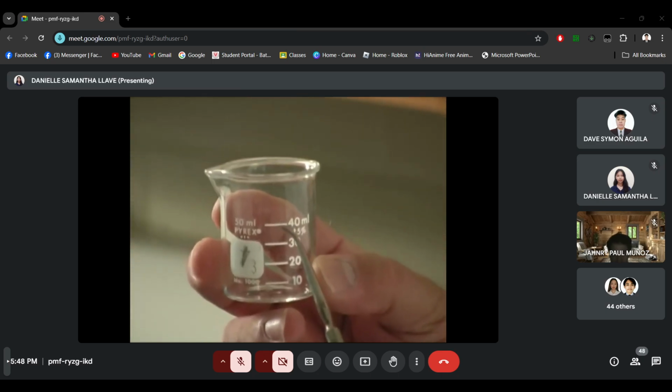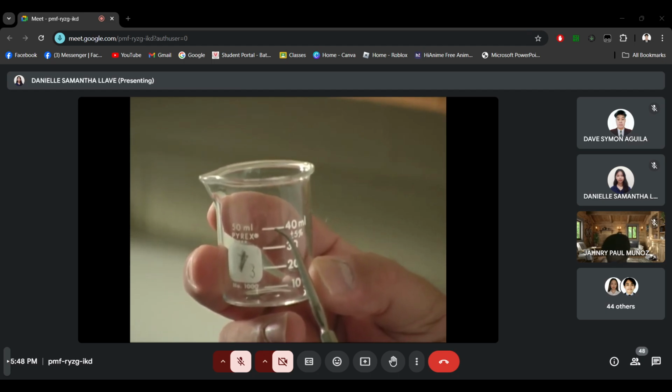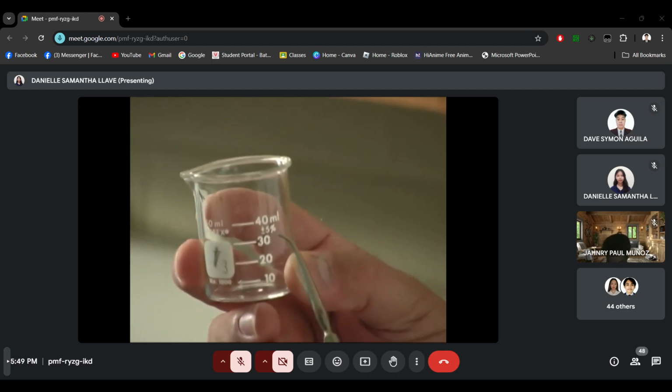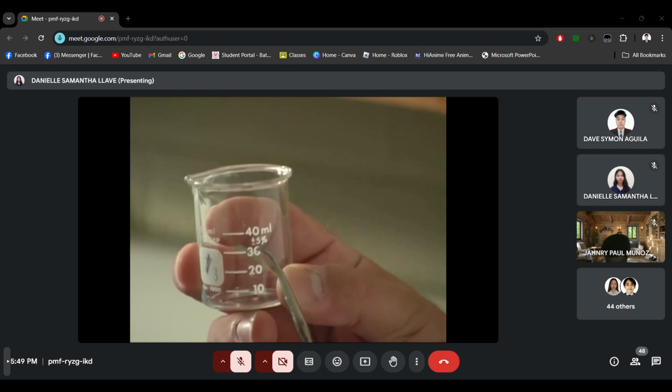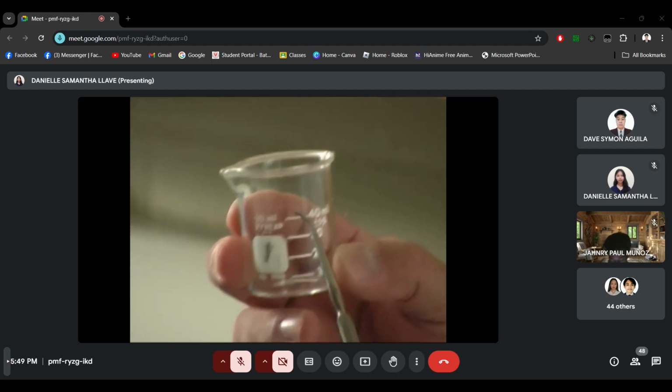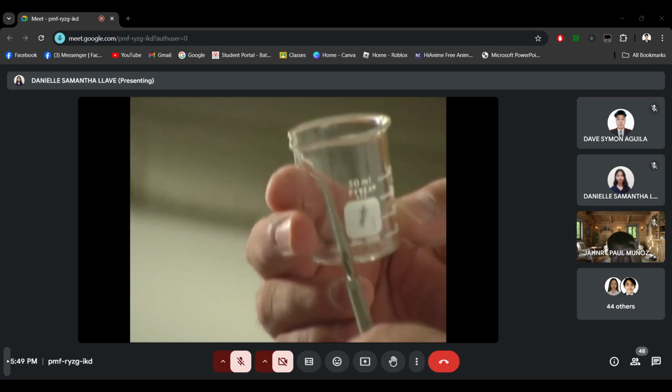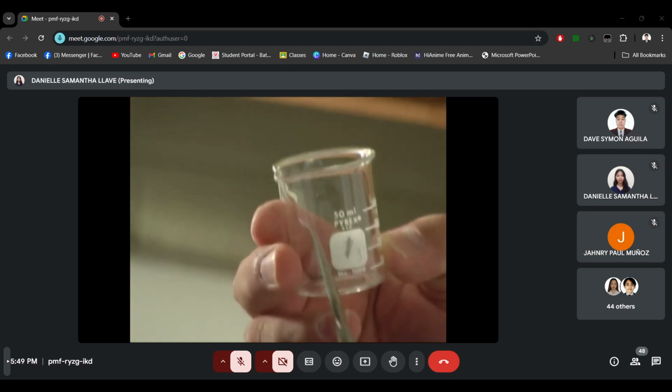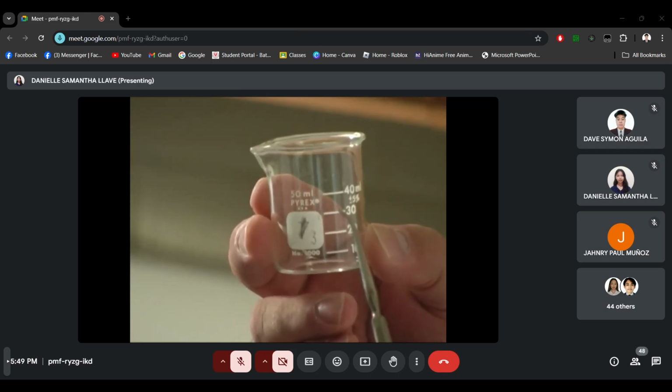Now, 40 milliliters is the highest that is actually on the graduation. And it says right below the 40 milliliters, plus or minus 5%. That means that we have a possibility of having a 5% error in any one of these graduations.